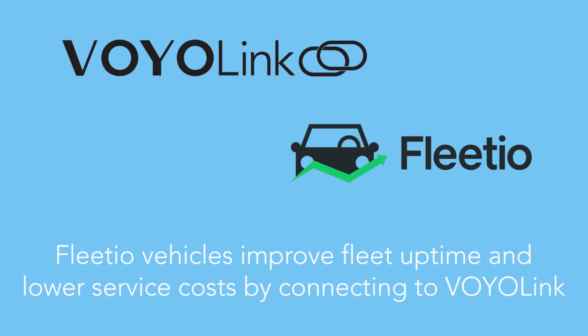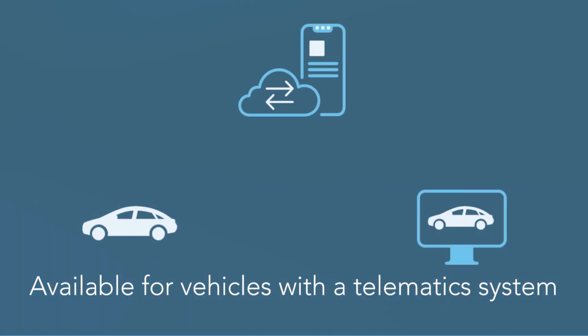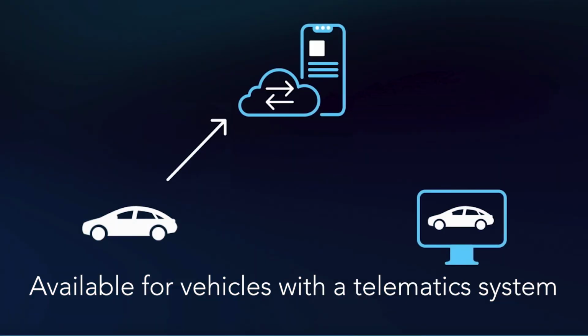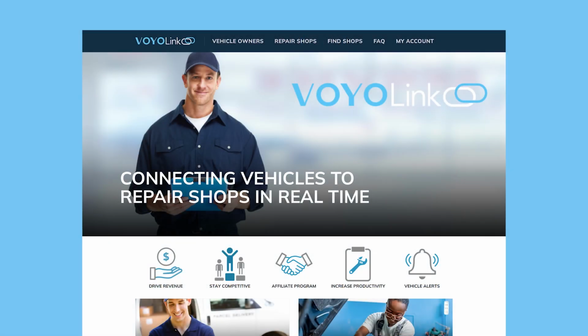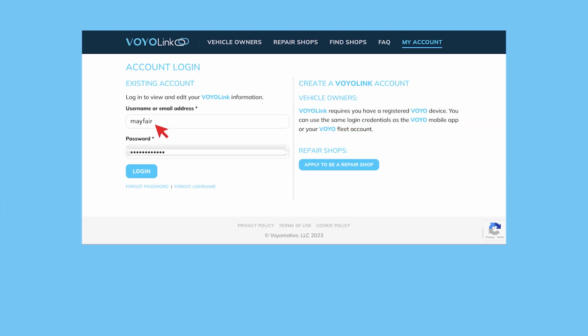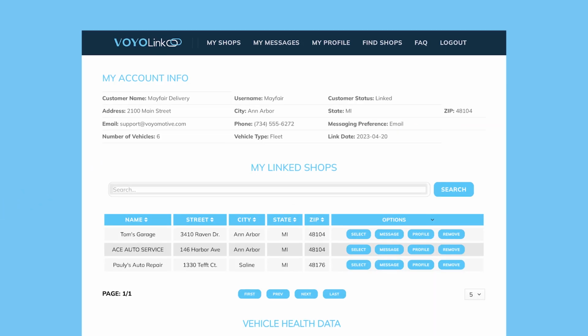Fleetio vehicles can now improve fleet uptime and lower service costs by connecting directly to VOYOLink service centers. VOYOLink is a service available to vehicle owners with a telematics system. To log in, click on My Account at the top of the VOYOLink.com website. Enter the account name and password. Fleetio users will default to the My Shops page when logging into VOYOLink.